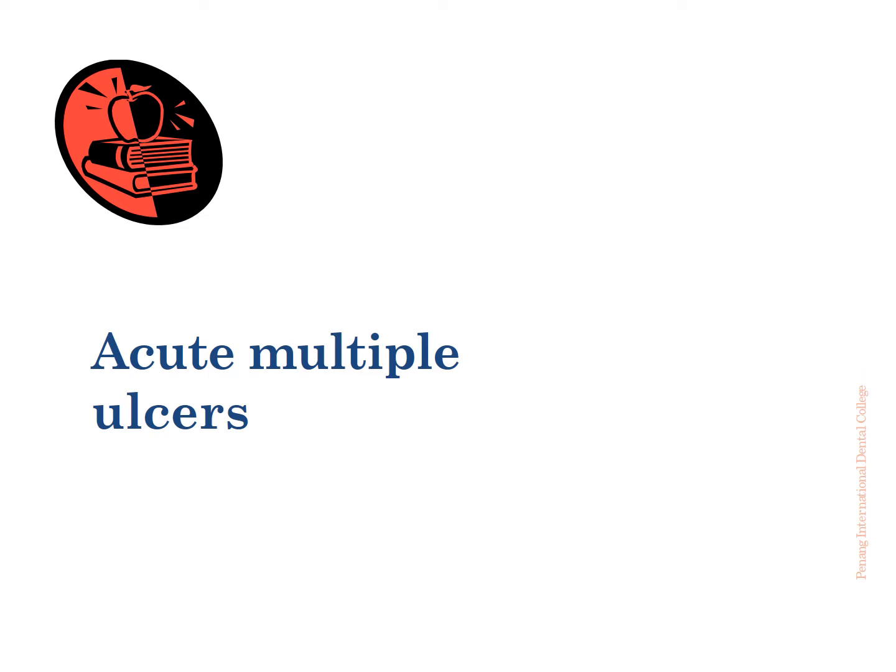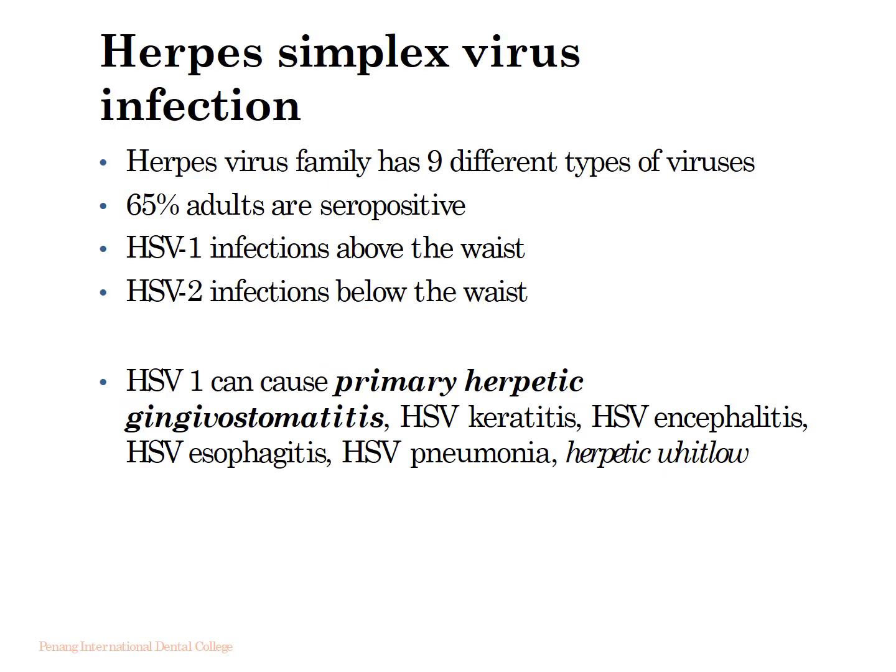Let's look at acute multiple ulcers. An example of acute multiple ulcers would be herpes simplex virus infection. The herpes virus family has 9 different types of viruses which can affect the oral cavity. 65% of adults are generally seropositive. HSV1 infections generally occur above the waist, and HSV2 infections occur below the waist, but there is sometimes a difference either way, where the infection can occur.